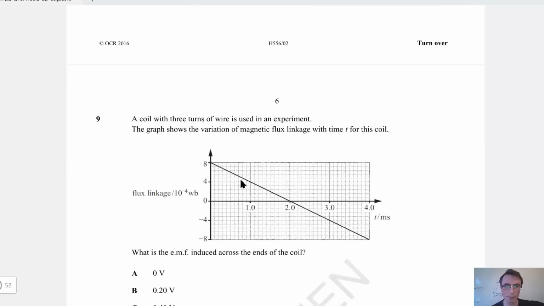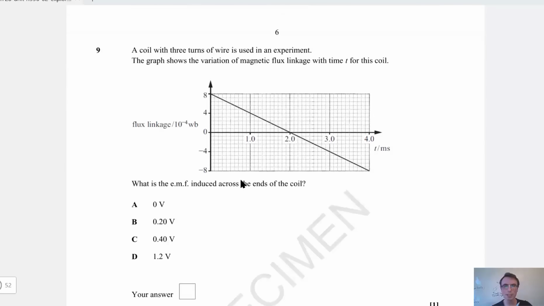Okay, let's have a look at the next one. We've got a coil with 3 turns of wire used in an experiment. The graph shows the variation of magnetic flux linkage with time. What is the EMF induced across the ends of the coil? Okay, so EMF is the negative of the rate of change of flux linkage. This will make the gradient of the graph equal to the EMF.